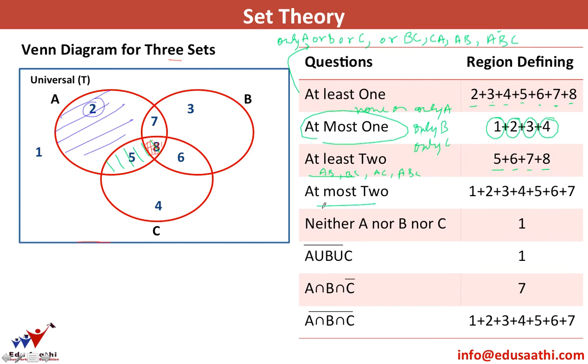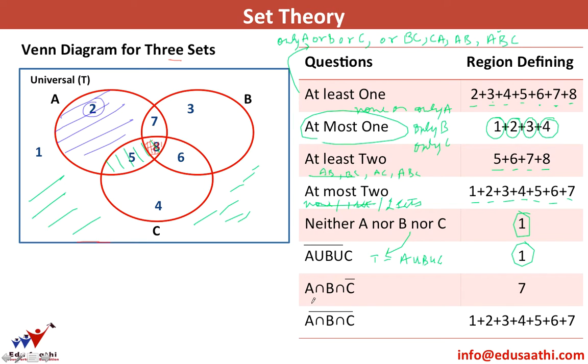At most 2 means either in none of the sets, or in only one set, or in a maximum of 2 sets. You can figure this out. 1 means in none of the sets, 2 means only A, only B, only C. This is only AC, this is only BC, and this is only CA. Neither A nor B nor C is nothing but A union B union C complement. So I have T minus A union B union C, which is again just 1, the outermost region here.